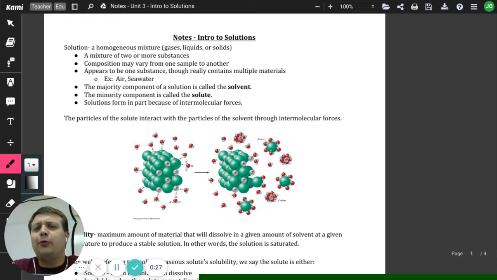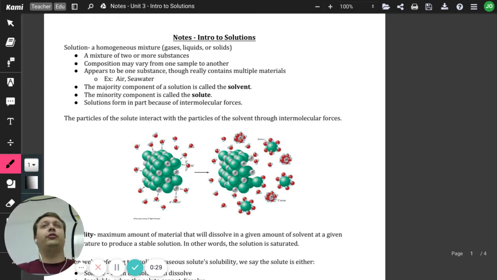Okay, so first off, before we talk about solutions in terms of IMFs and that kind of thing, let's talk about what a solution is. Now remember, a solution is a homogeneous mixture. Homogeneous means that they are going to look the same throughout. They're going to be consistent with how they look throughout. And a solution could be solids, liquids, or gases. So when we're looking at these, we need to keep in mind that it could be any of the states of matter that we're talking about.